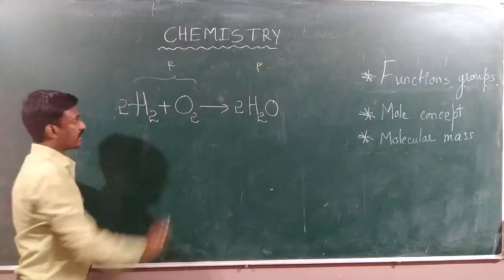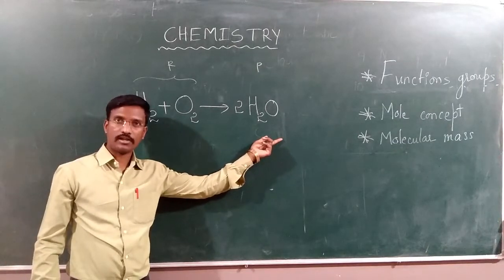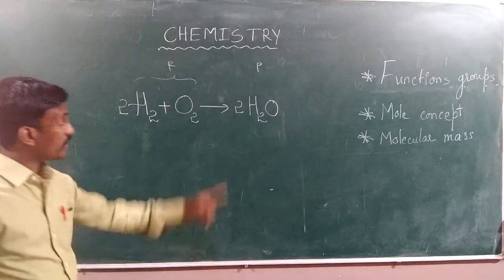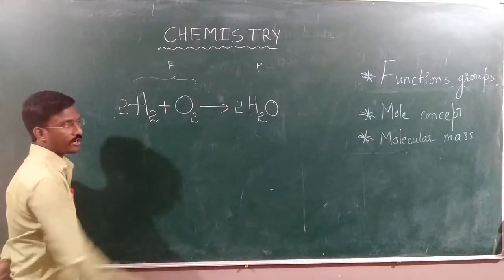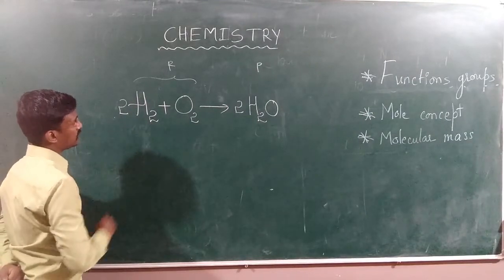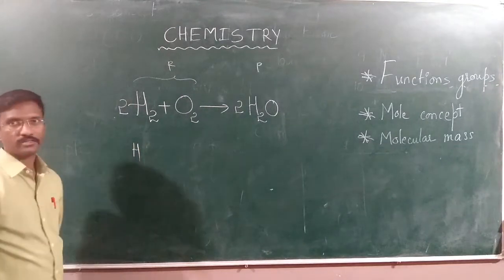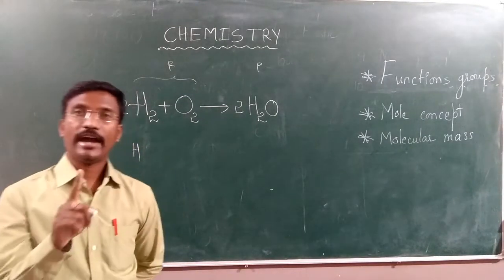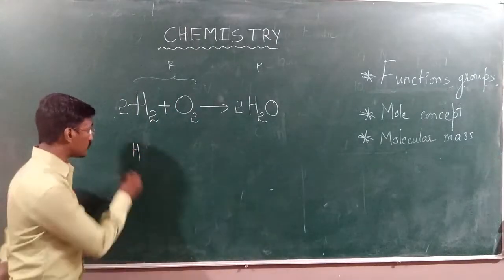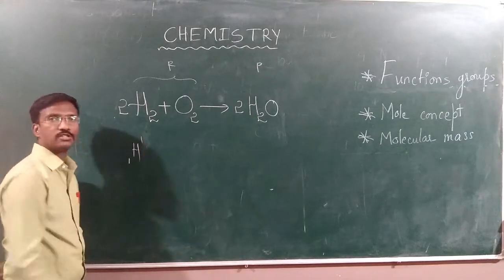If two reactants combine to give a single product, we call this a combination reaction. You know this one. Now look here, the number of hydrogen is 2. H is the very first atom in the periodic table. Hydrogen's atomic number is 1, and the atomic mass of hydrogen is also 1. That's why we are writing here: atomic number is 1, atomic mass is 1.